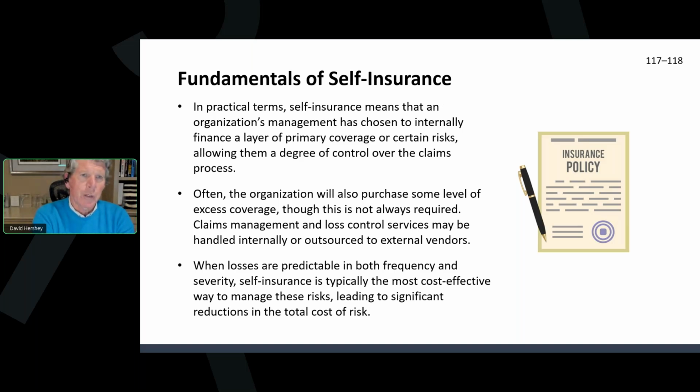Fundamentals of self-insurance. In practical terms, self-insurance means that an organization's management, not me, an organization's management, has chosen to internally finance a layer of primary coverage or certain risks, allowing them a degree of control over the claims process. Now, if I'm a qualified self-insurer and I am in fact handling my own claims internally, do I have to comply with the Fair Claims Reporting Act and an adjustment process? What do you think?